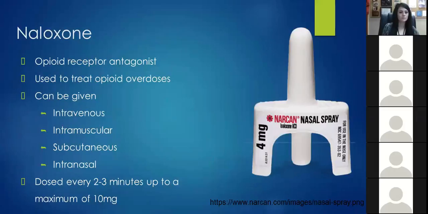Usually these are given 2 at a time. And with naloxone, usually if they don't react to the first dose that you give them, you wait a few minutes and then you give them another dose. This can be up to a maximum of 10 grams. Usually the dose is low, it's like 0.4 milligrams.